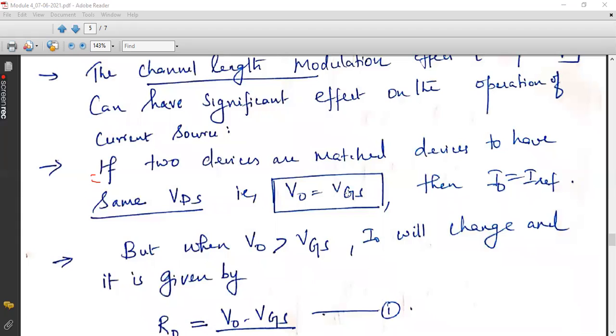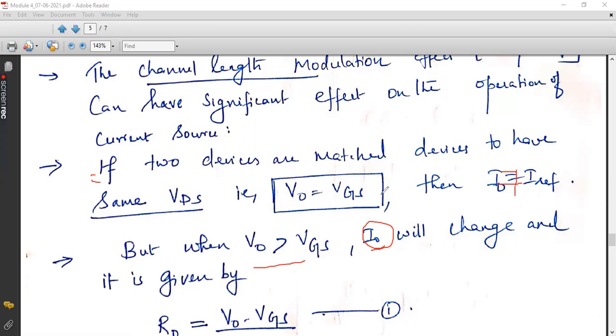Okay. So when V naught is equal to VGS, I naught will be equal to I reference, then only that mirroring will happen, right? Mirroring or replication will happen only if the output current is same as that of reference current. But this will happen only if the output voltage is equivalent to the gate source voltage. But because of some reasons, your output voltage may not be exactly equal to VGS. It will be greater than VGS. In that case, you can expect some fluctuations in your output current, which will not be equal to the reference current. Understood? So please write this condition.